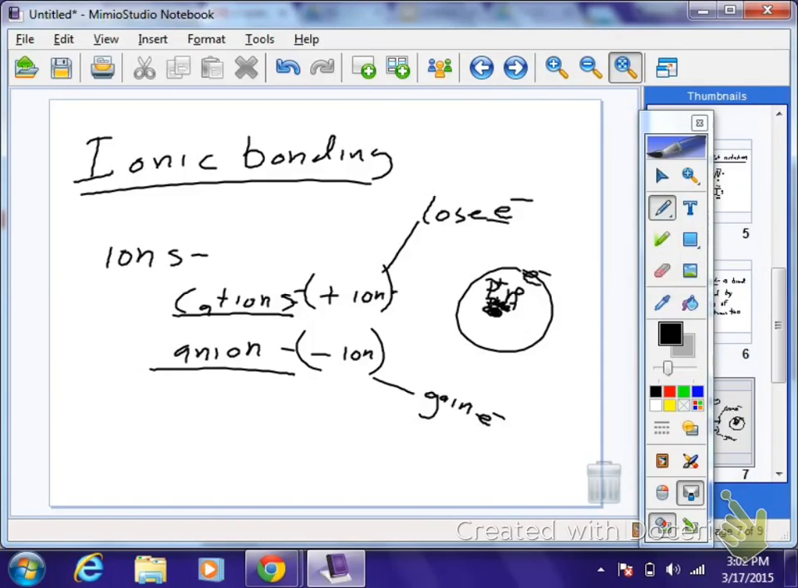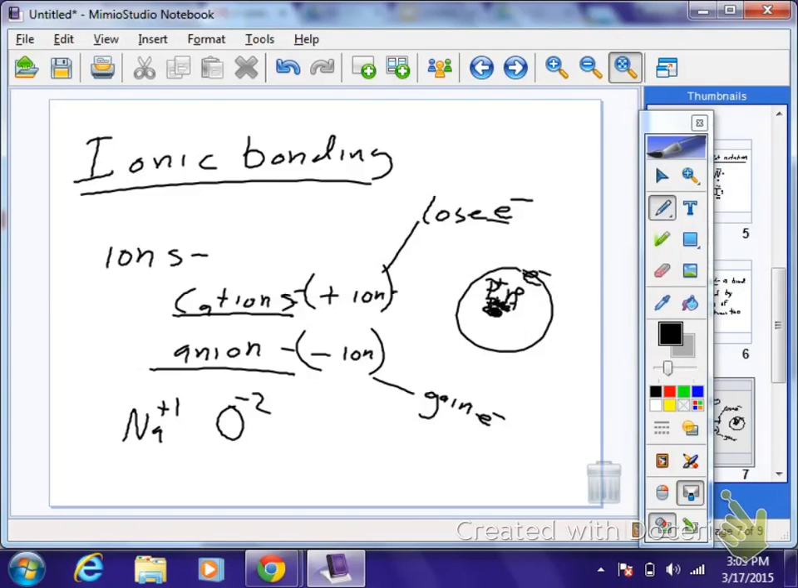Attract. Yeah, they'll attract, because opposites attract. So guess what? Ionic bonding is when these cations and anions come together and they form a compound. Now, they had to come together in a particular way. You guys remember that, for example, sodium was a +1 and oxygen is a -2, and we said they had to come together to where the charges need to be balanced.